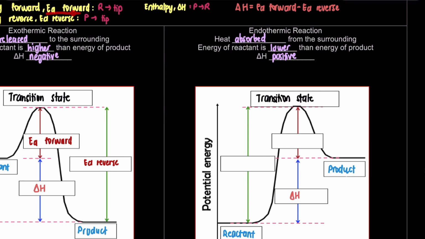Next is EA forward. EA forward is from the reactant to the tip. So reactant to the tip. Okay, it's this one. It's not this, this is product to the tip. So the reactant to the tip. So this is the EA forward. And then what we have left is the EA reverse here. So this is the energy profile diagram for the endothermic reaction.